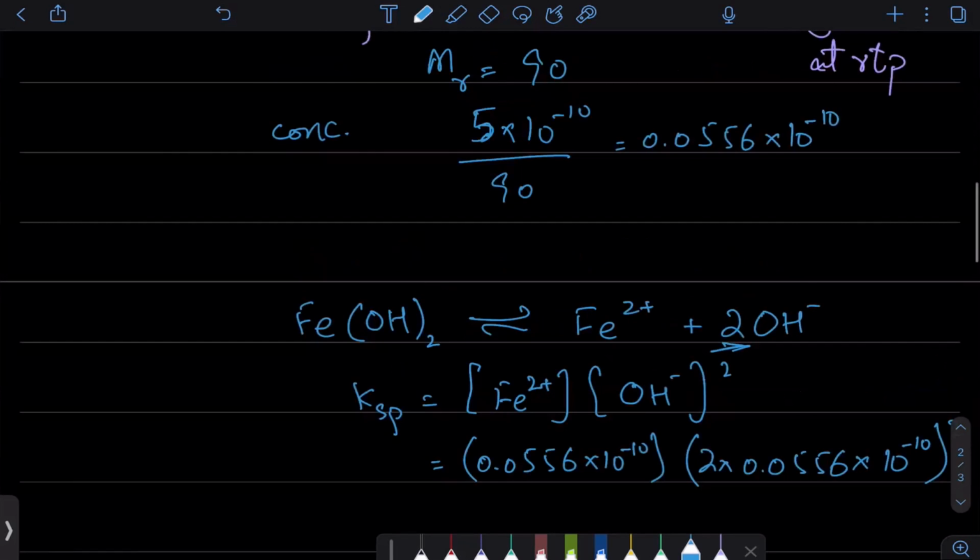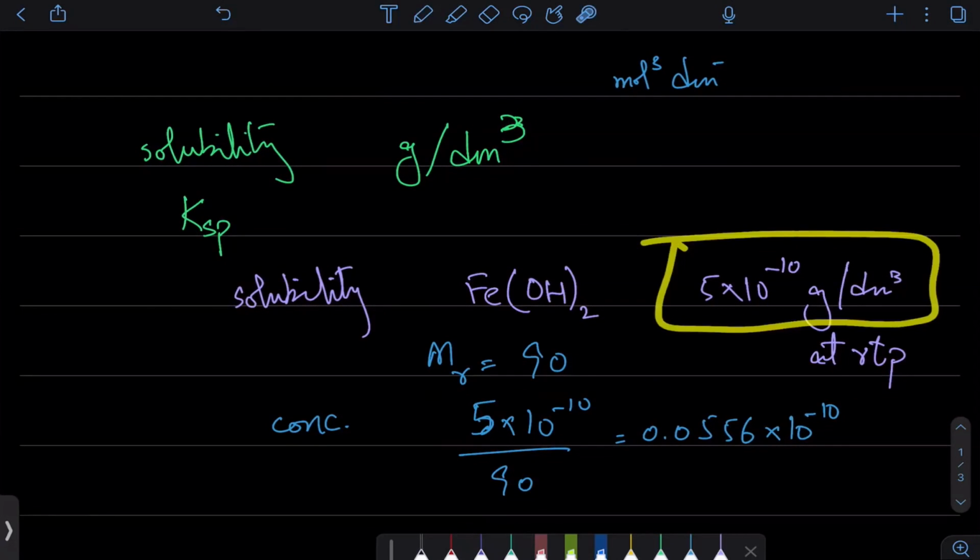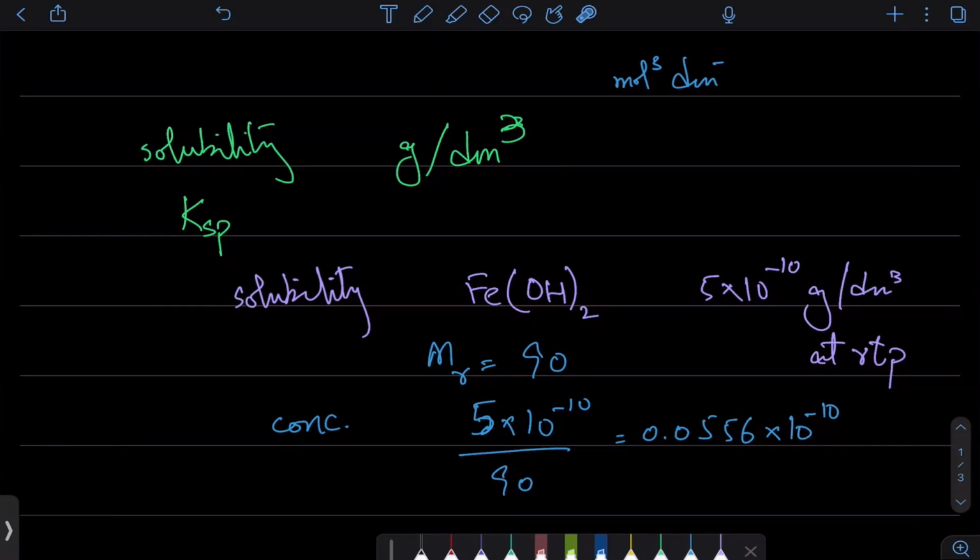In other words, the solubility is telling me that this is the threshold. If you dissolve any mass less than this in 1 dm cube of water or 1 dm cube of solution, you will actually dissolve that thing. But if this amount is exceeded, if at that temperature you add any more mass than this amount, then you will see precipitate.